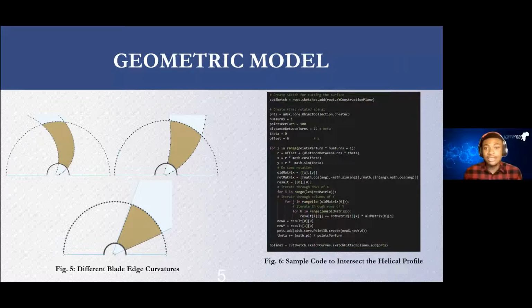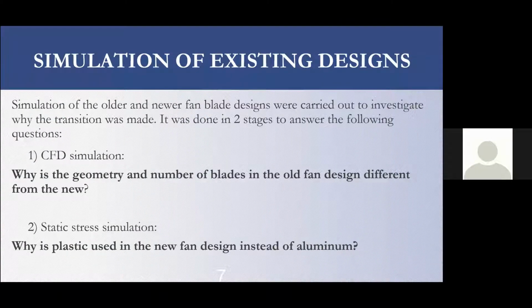After getting the existing models, two stages of simulation were undertaken. The first stage was the CFD simulation, and the second stage, the static stress simulation. The CFD simulation was done so as to understand why the geometry and the number of blades had changed. And then the static stress simulation was done so as to understand why there was a change in the material used in these fan impellers.